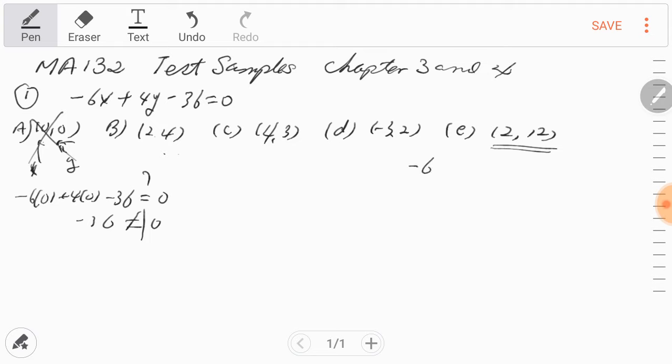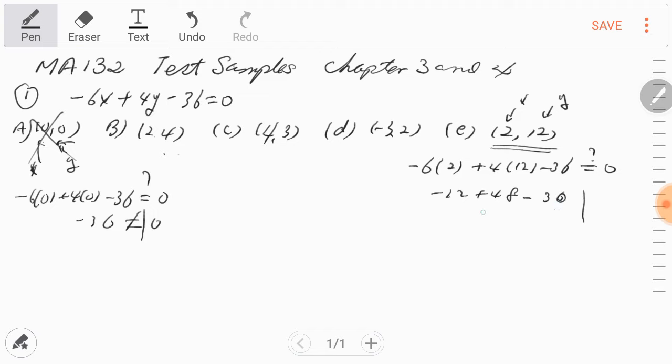So it's negative 6 times x, which is what? 2, and y is 12. So replace x with 2, replace y with 12, minus 36. Is it equal to 0? Okay, so negative 12 plus this is 48 minus 36. Is it equal to 0?